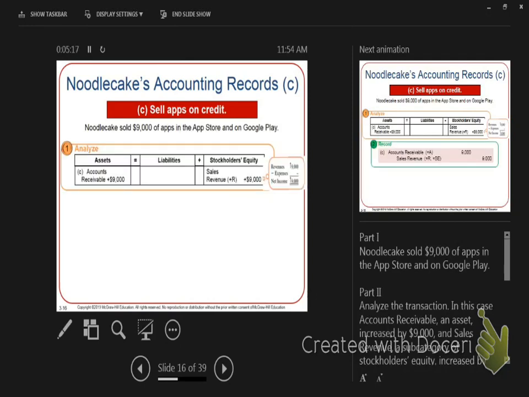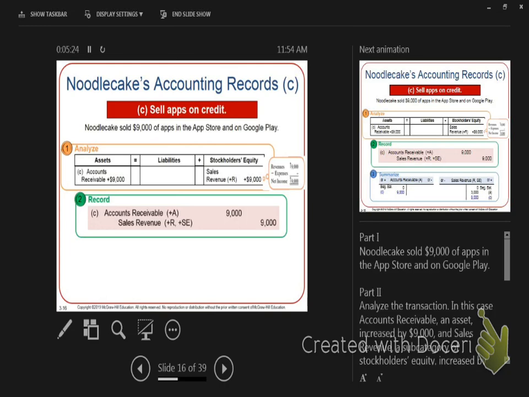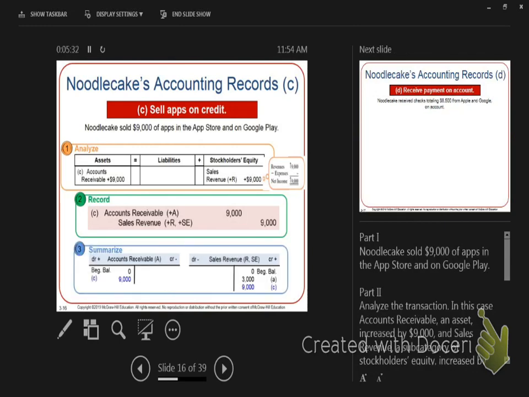Exactly. Accounts receivable now instead, but it is still revenue. All right, doesn't matter how we sold it, it's accounts receivable and sales revenue. So notice it's plus R and plus SC, basically just saying that your stockholders' equity is going up.